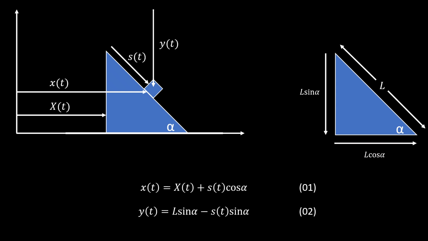For the vertical coordinate, we observe that the wedge has a fixed height L times the sine of alpha, where L is the full length of the inclined plane, its hypotenuse. As the block descends, it moves downward by an amount s of t times the sine of alpha. Therefore, the vertical coordinate is given by equation 2. These expressions encapsulate the kinematic coupling between the translational motion of the wedge and the relative motion of the block. They will serve as the foundation for obtaining velocities, accelerations, and ultimately the equations of motion for the system.